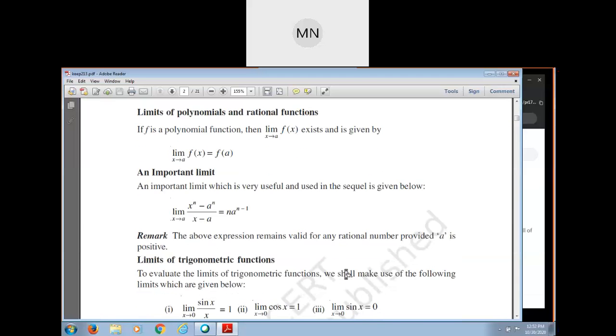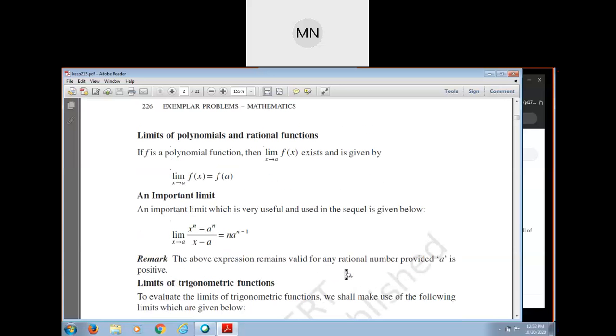Now, there is an important formula for the polynomial function. Try to remember this formula. For the polynomial function, the limit as x tends to a of x to the power n minus a to the power n, divided by x minus a, equals n a to the power n minus 1. Remember this formula.